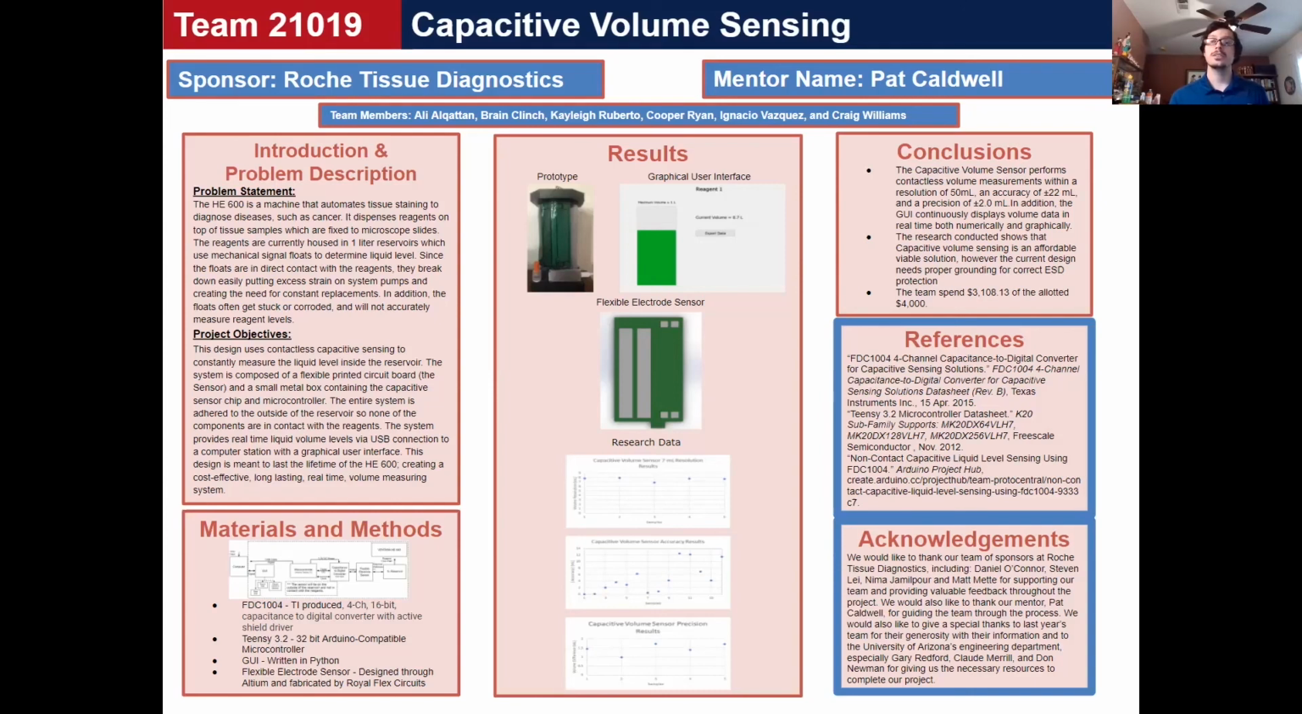We'd also like to give a special thanks to last year's team for their generosity with their information and the University of Arizona Engineering Department, especially Gary Redford, Claude Merrill, and Don Newman, for giving us the necessary resources to complete our project.